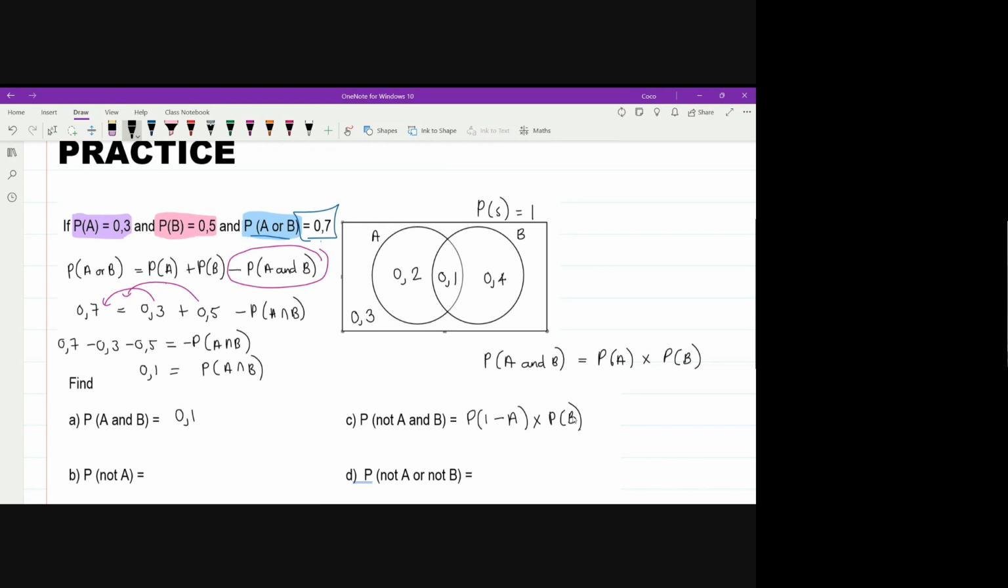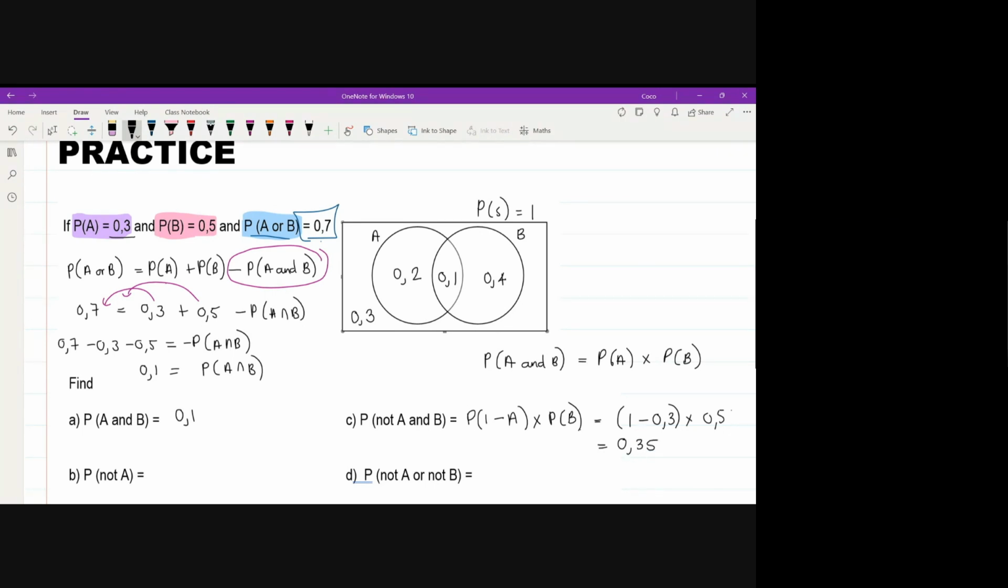So we now have to do the probability of 1 minus A. Altogether, A is 0,3. So the probability is just 1 minus 0,3 times the probability of B, which is 0,5. Let's punch that into our calculator and get an answer. 0,35. That's it. Well done, my darling.